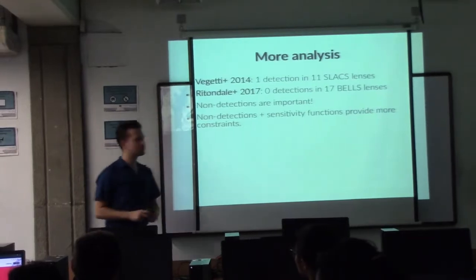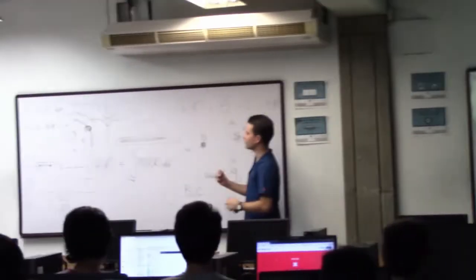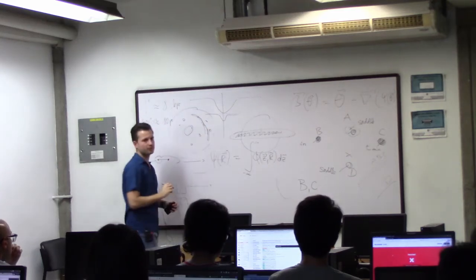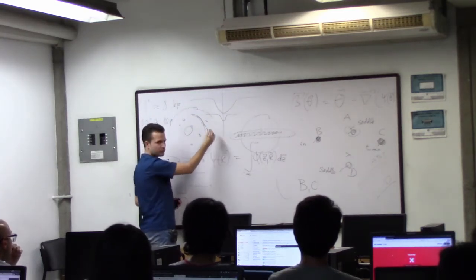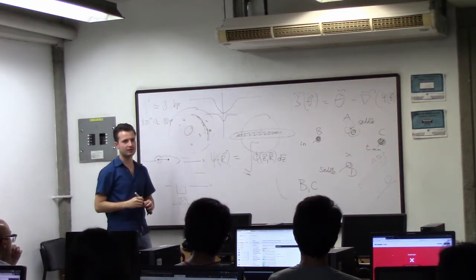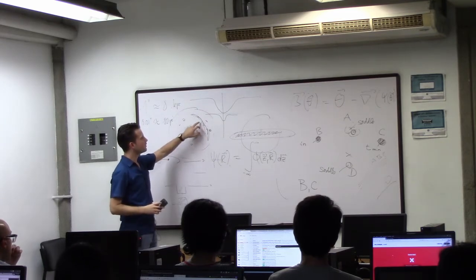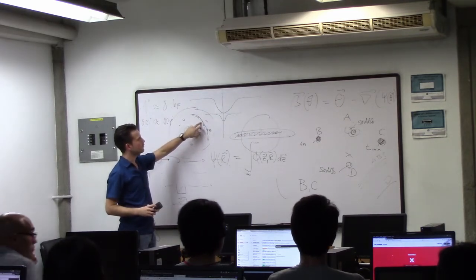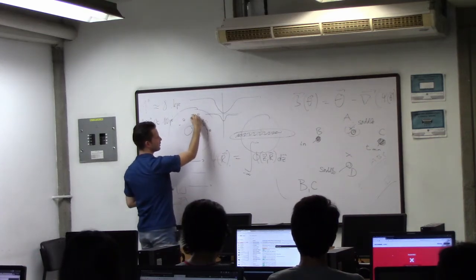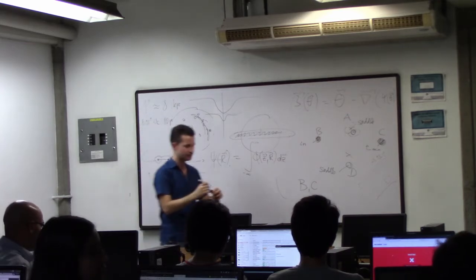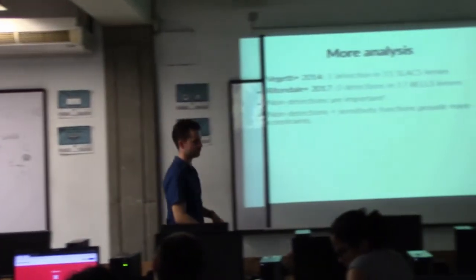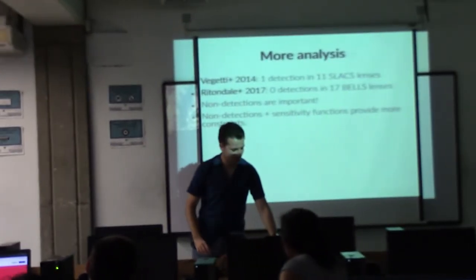I don't. So what you can do is to make mock data. You take your Einstein arc, you put a subhalo in it somewhere close to it and see whether you can detect it or not. And you can do it for different masses of subhalos and different positions in the lensing galaxy. And so you know what is the maximum or what is the minimum mass of a subhalo you could detect, let's say, at this position. So you have some sort of a sensitivity function. If you don't detect anything, it still gives you some very useful upper limits. And upper limits are good.